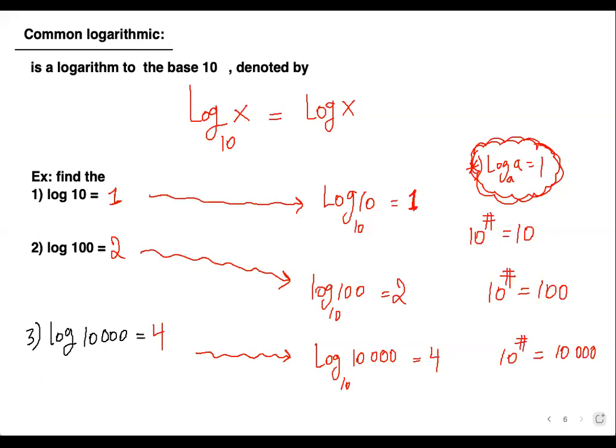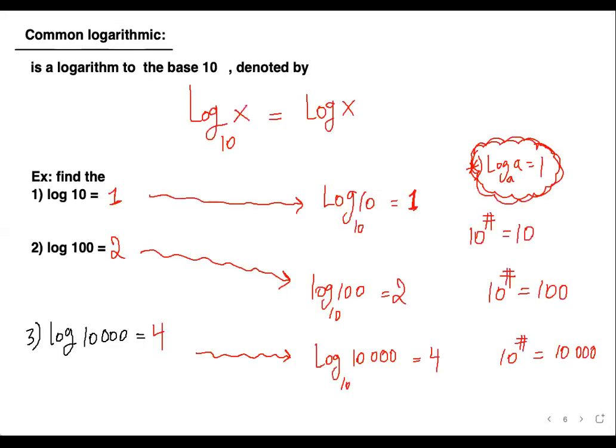Okay? Now we're going over the natural logarithm. Here we finished the common logarithm, which is a logarithm with base 10. Now the natural logarithm. Any idea about natural logarithm? What's the base of this logarithm?